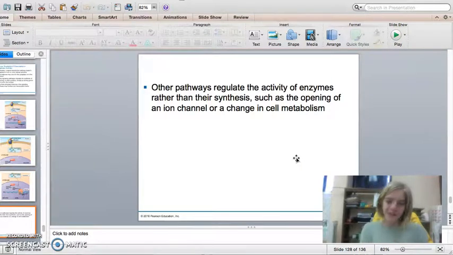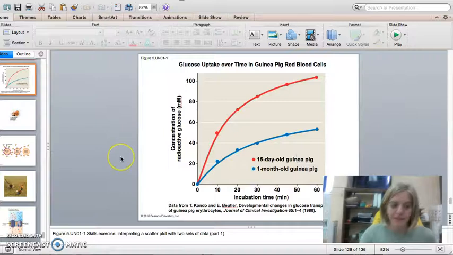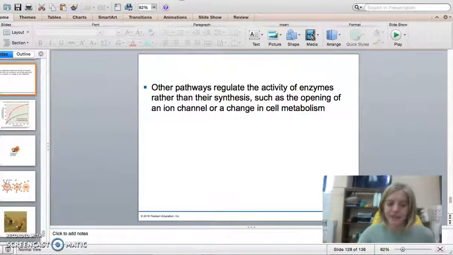And there are other pathways that might be used to regulate the activity of enzymes. Once again, instead of them being made, we're just talking about their activity. This would be, for example, the opening or closing of those ion channels like we talked about, or perhaps a change in cell metabolism. And that is all for the cellular communication section.